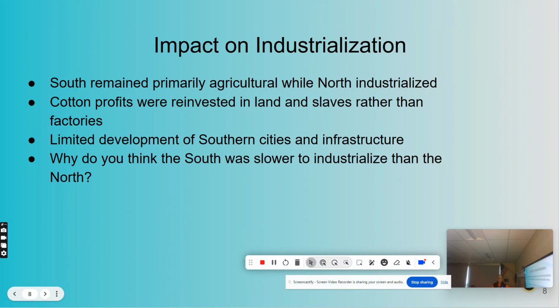Okay, so limited development of the southern cities and infrastructure is also going to be key, and the fact that property owners, landowners are not going to reinvest their money and their profits into machinery and factories means that agriculture, and cotton specifically, is going to remain king up until the Civil War.